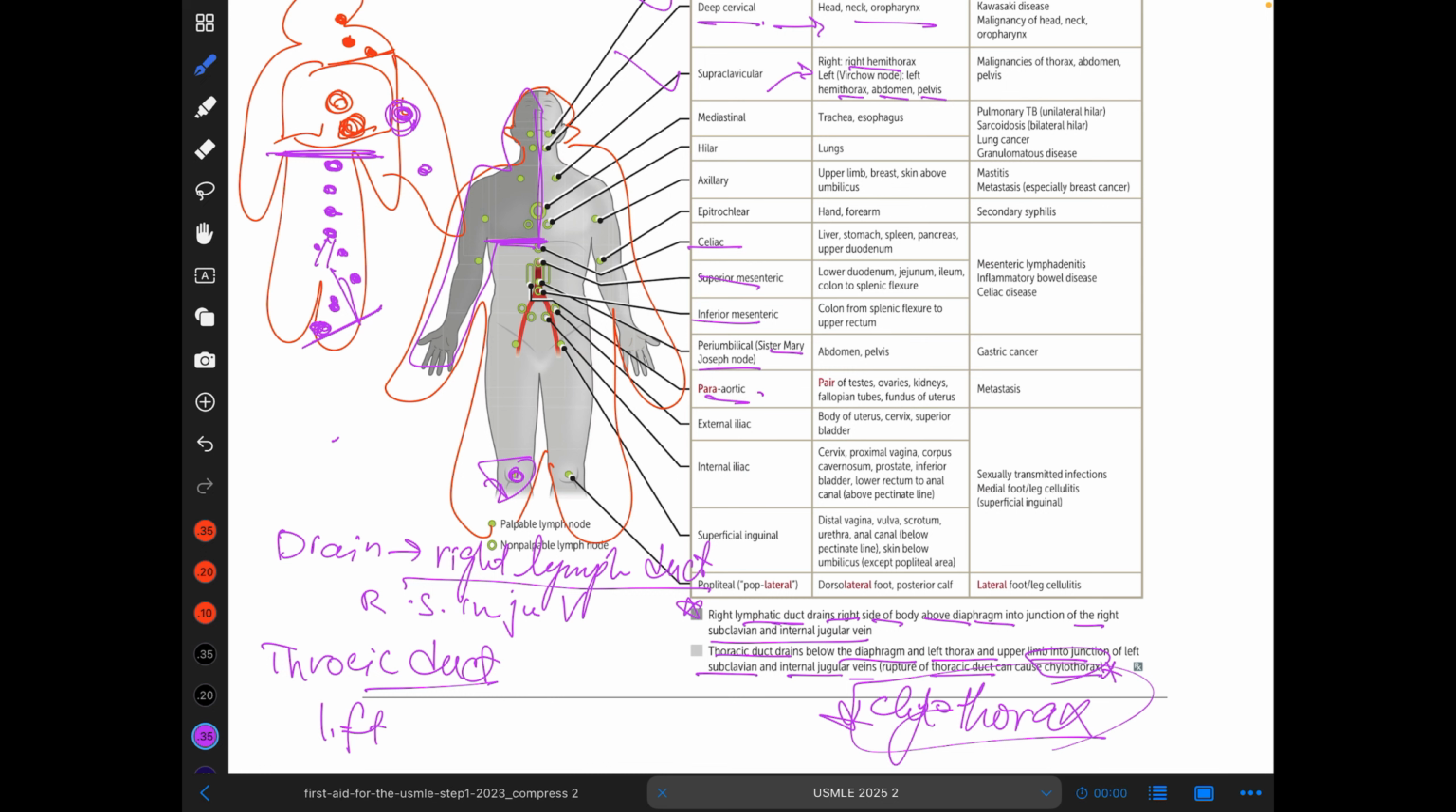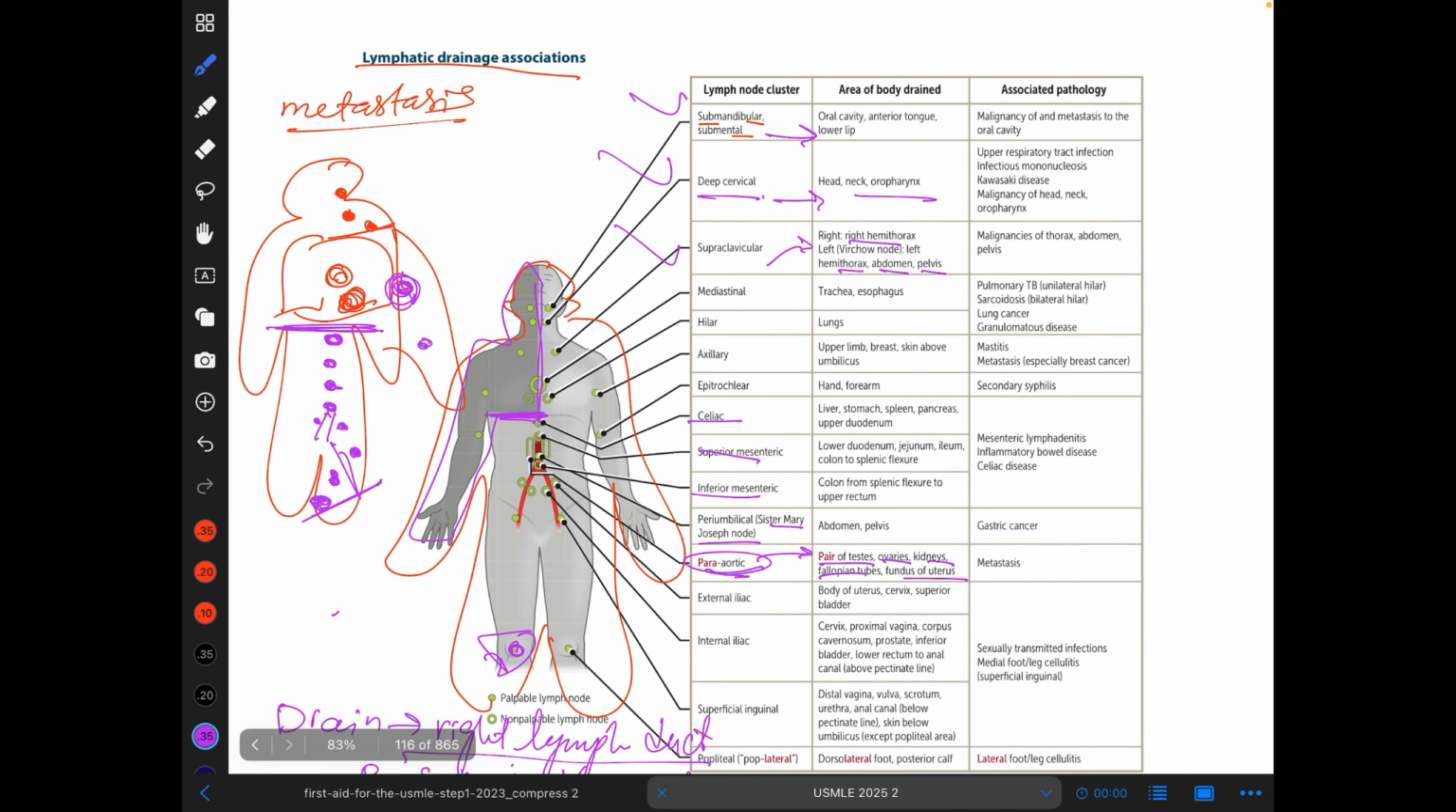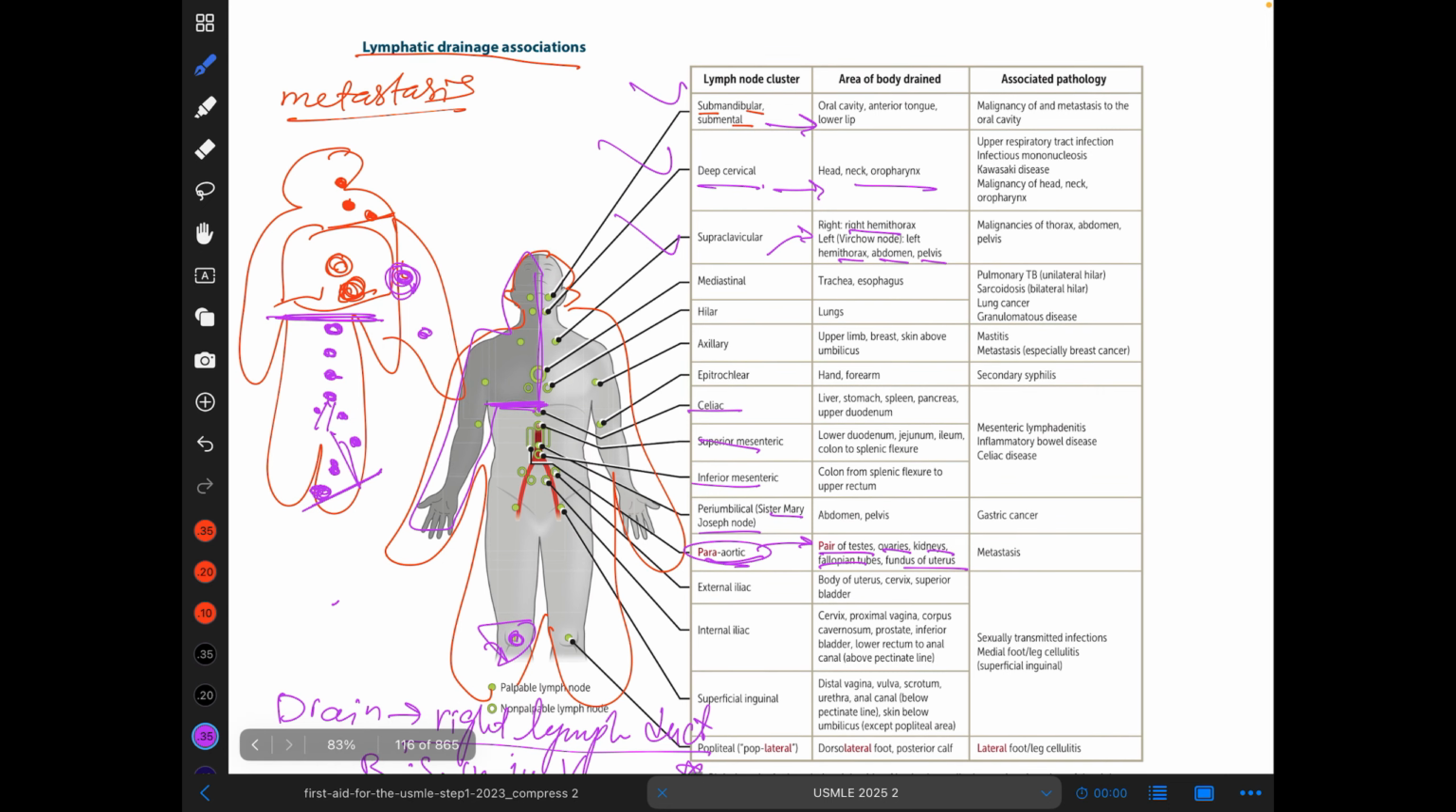And these are important. Like para-aortic, you can remember that para means the pair: testes, ovaries, kidney, fallopian tube, and the fundus of the uterus. Another important thing is that the celiac artery covers liver, stomach, spleen, pancreas, upper duodenum. So the celiac lymph nodes are going to cover these organs. Superior mesenteric covers lower abdomen to colon up to the splenic flexure. Inferior mesenteric covers colon to upper rectum. It is the same as the blood supply.